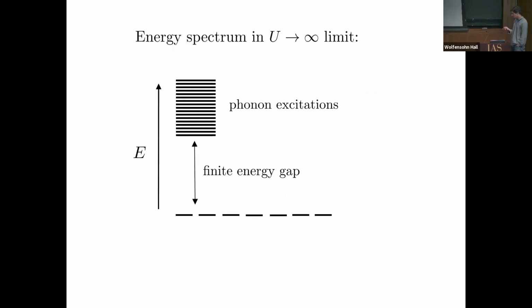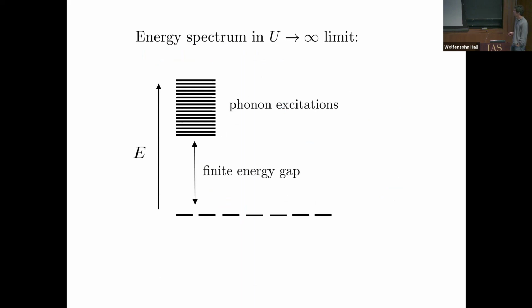So let me tell you what you get. When you solve this in the limit U goes to infinity, you get a picture like this. You find a phonon spectrum, which you can compute exactly. It's like a band structure calculation. And you find that the phonons are gapped. So the phonon spectrum is gapped.